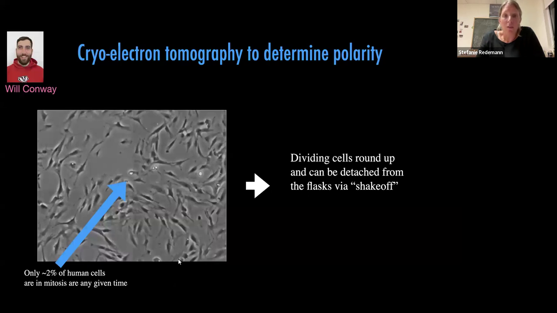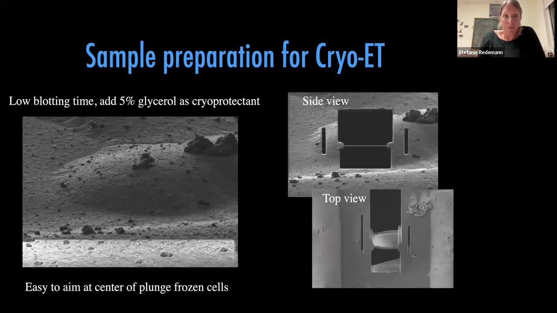You can see here, but if you want to do cryo-ET, this is a really low number. So the first thing we had to do is something called a mitotic shake-off to enrich our sample for mitotic cells. I'm going to skip a little bit of sample preparation. We decided to plunge freeze our sample. We tried different methods, we tried the waffle method and others, but at the end of the day, we decided to use plunge freezing of the sample.